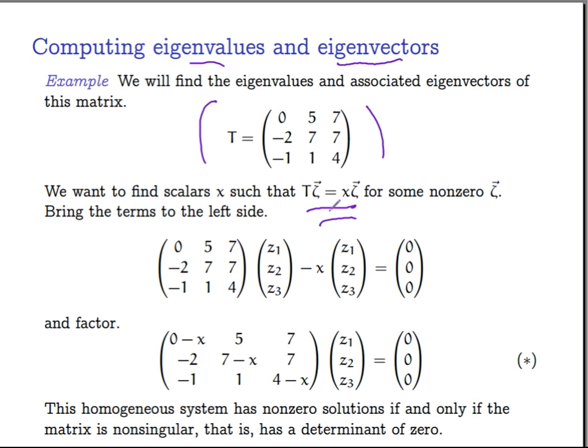Now, this turns out to have a solution if and only if this matrix is singular. Notice this is a homogeneous equation, so it only has a nonzero solution if the matrix is singular. The only way that the matrix can be singular is if the determinant is equal to 0.